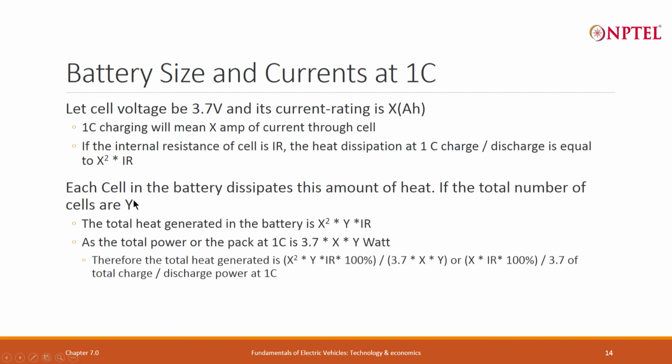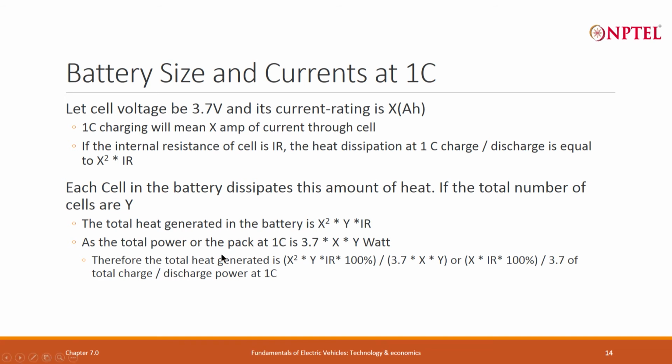Now, each cell in the battery dissipates that amount of heat. If the total number of cells is y, the heat generated is x square into y into IR. This is the heat generated. I know Professor Kaushal had talked about it, but I am just wanting to repeat because I now want to look at the charger.